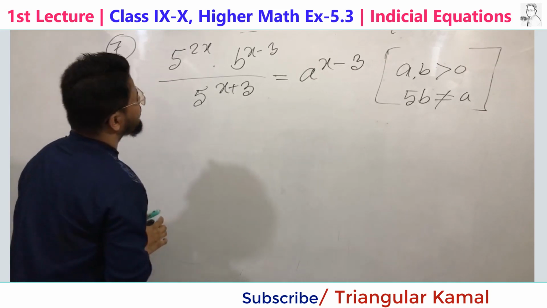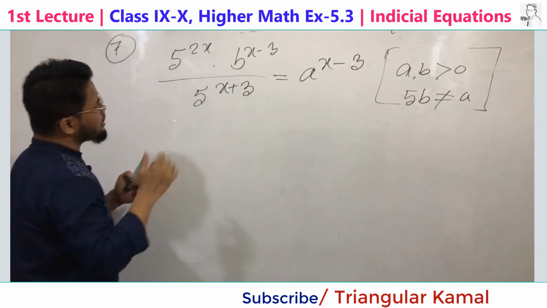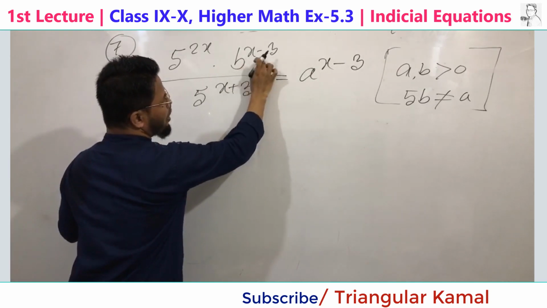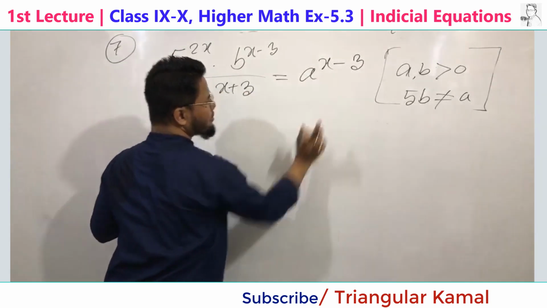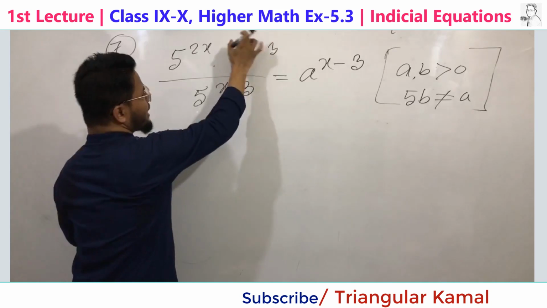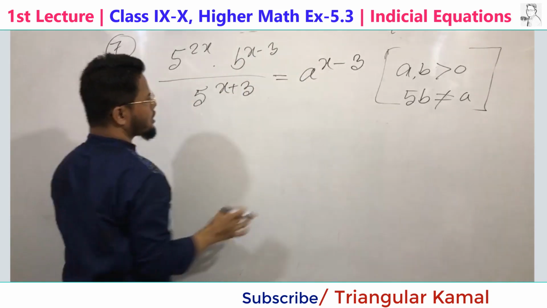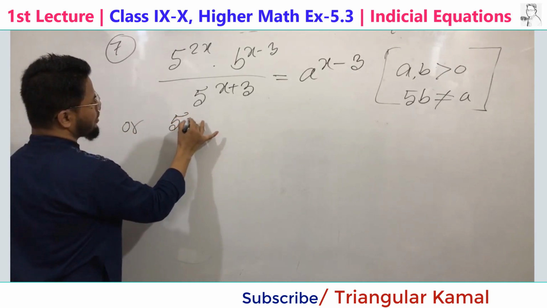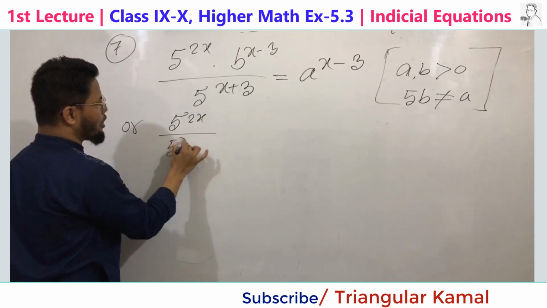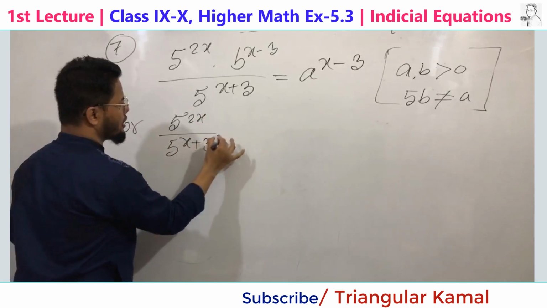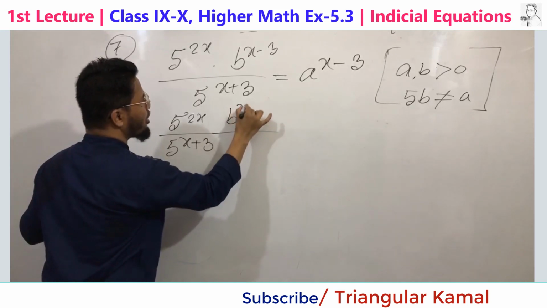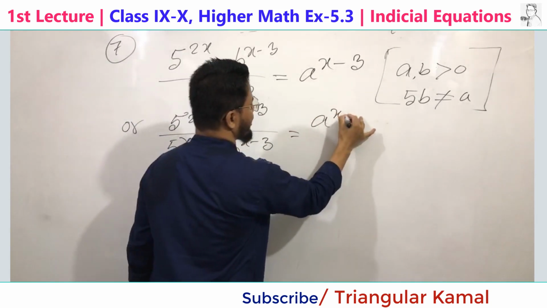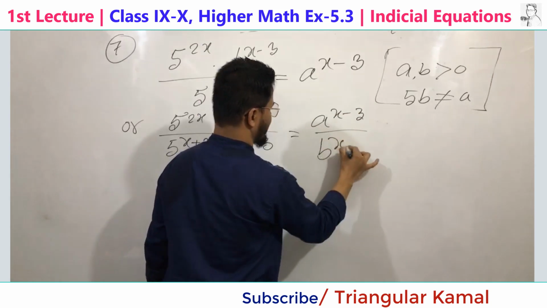First, students, give attention to the second line. This is the most important. This is the power, b to the power x minus 3, here b to the power x minus 3, both are the same. So we can divide both sides by b to the power x minus 3. So now this one will be 5 to the power twice x divided by 5 to the power x plus 3, and b to the power x minus 3 on both sides, equal to a to the power x minus 3 over b to the power x minus 3.